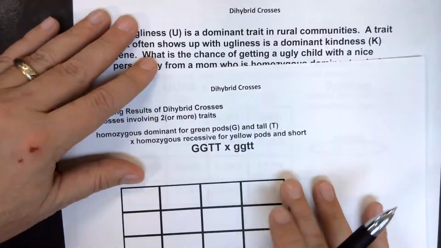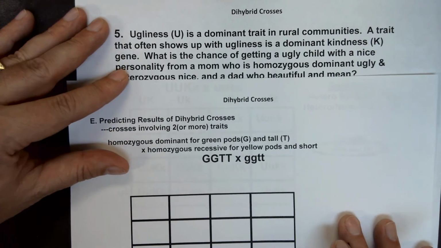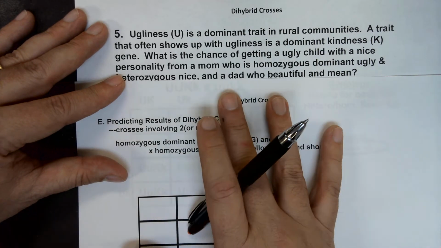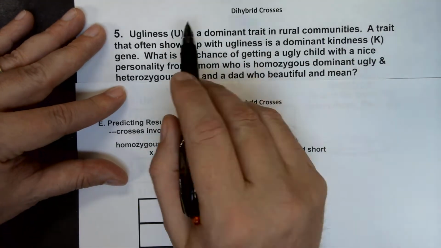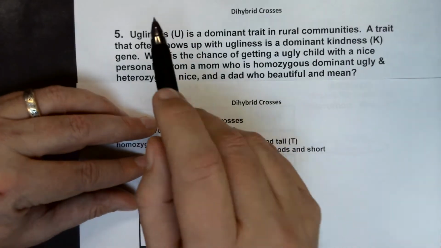Let me run through the ugliness example. All right, ugliness example. And so what I'm going to do is just do this example that's in your notes. And I'm just going to reveal it a piece at a time. So this would be a problem that you might get, say, on a quiz or a test or something like that.